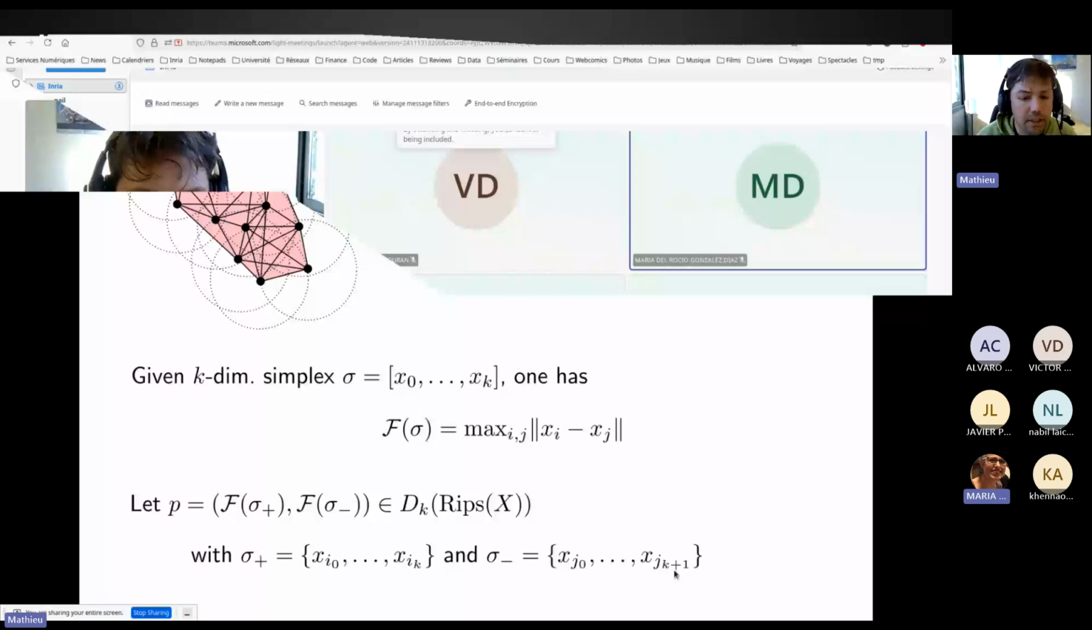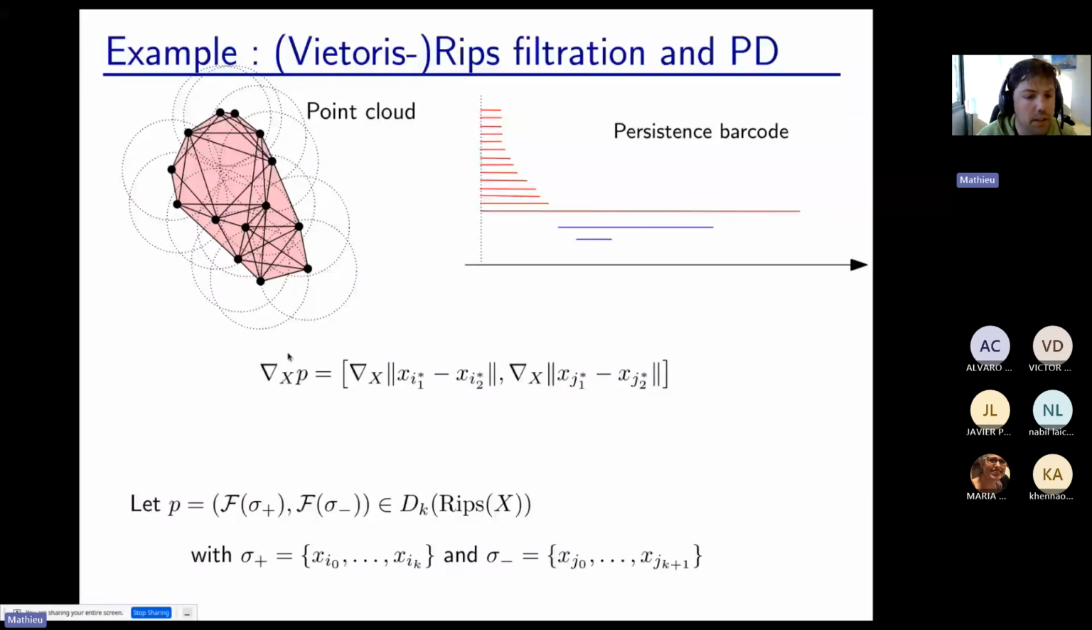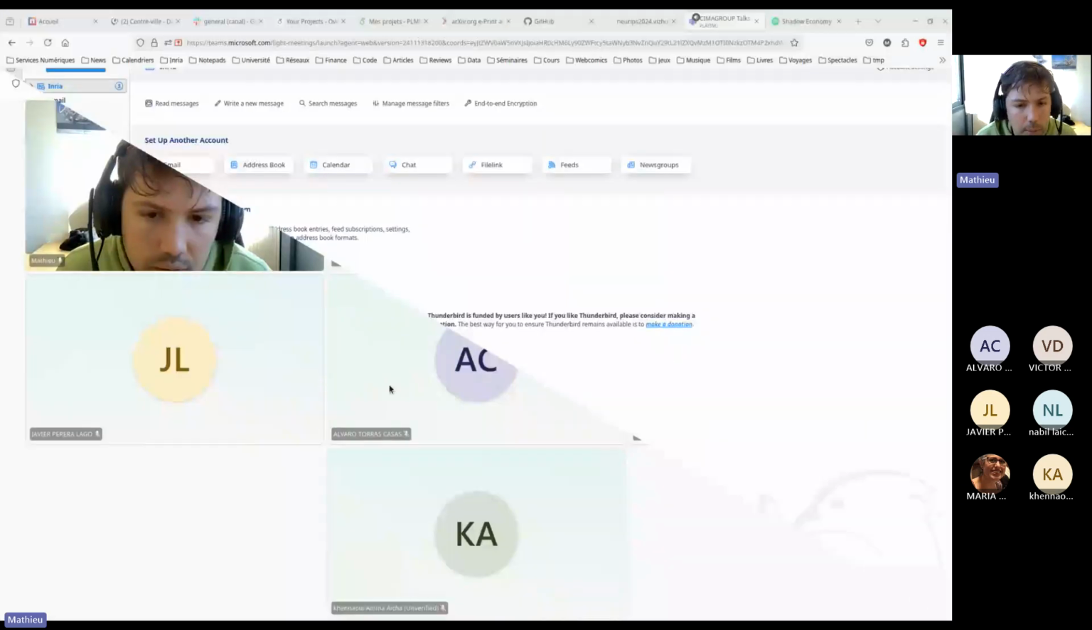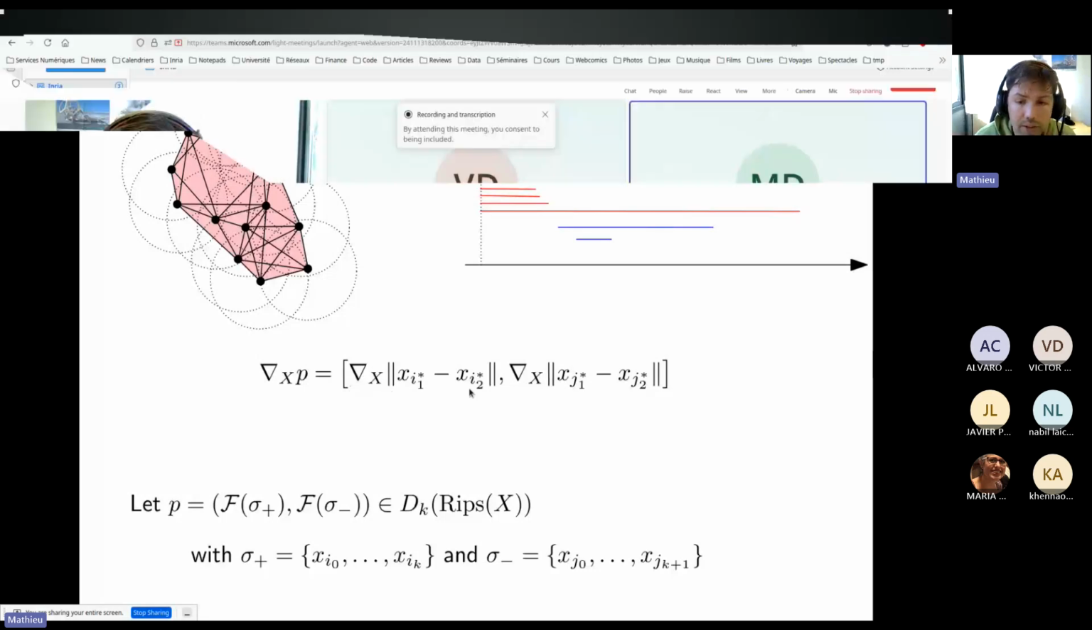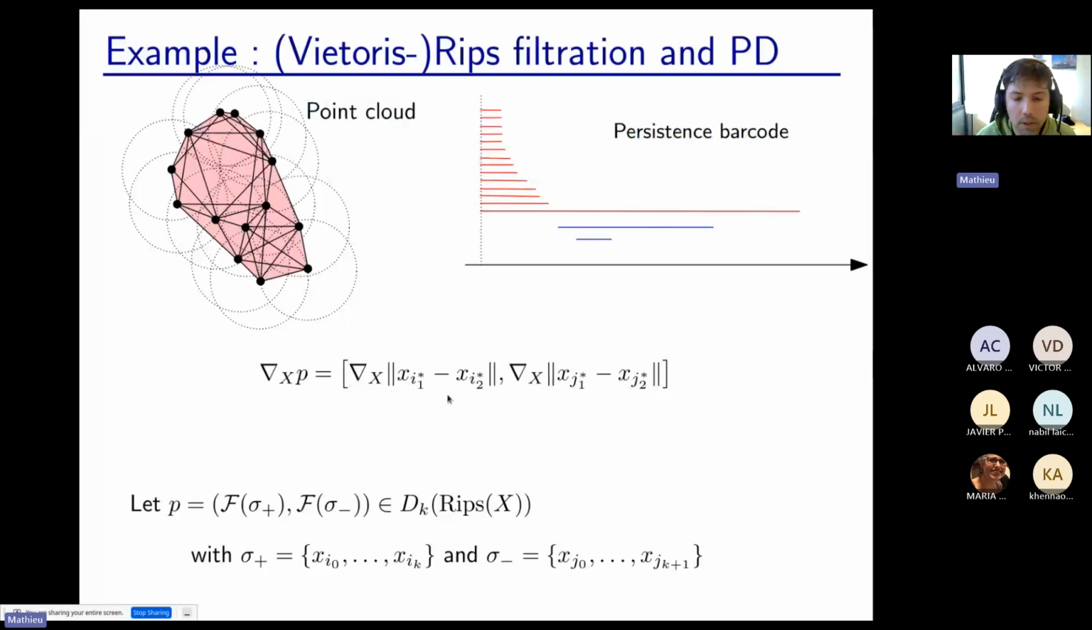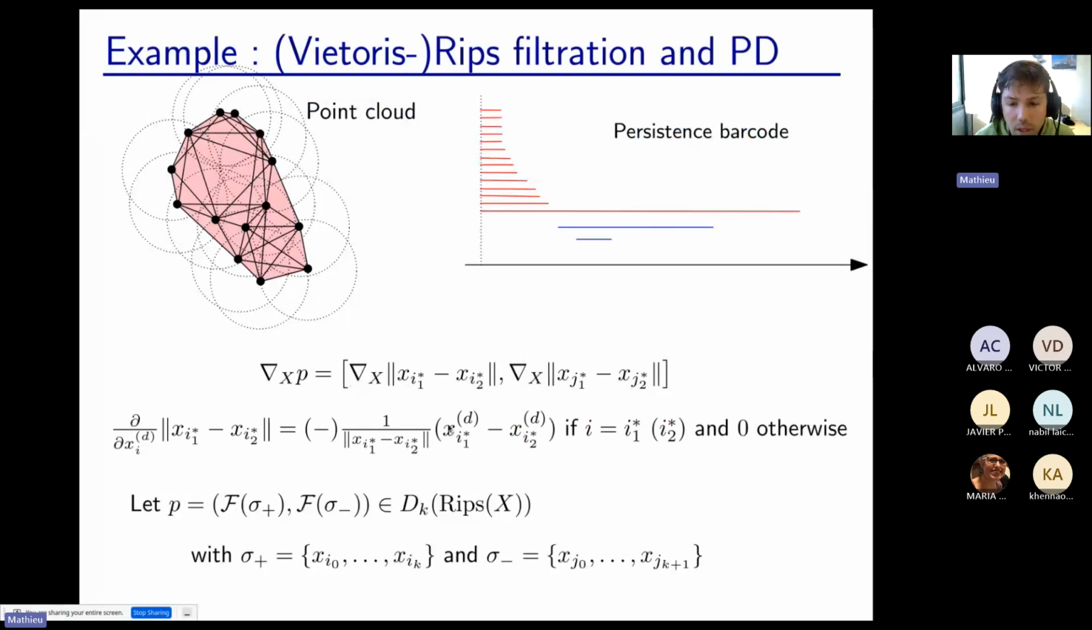And again, based on that, I'm almost done. The only thing I need to do then is, in these subsets, in the positive and negative simplices, identify the pair of points that achieve the maximum. I'm denoting them with an I star and a J star. Then the gradient of the filtration value with respect to the coordinates of the point cloud is just the partial derivative of this distance with respect to the xi. So it's super easy to compute.